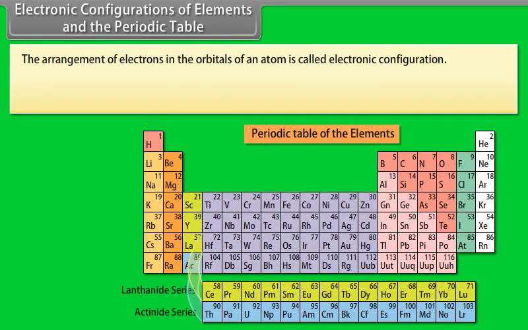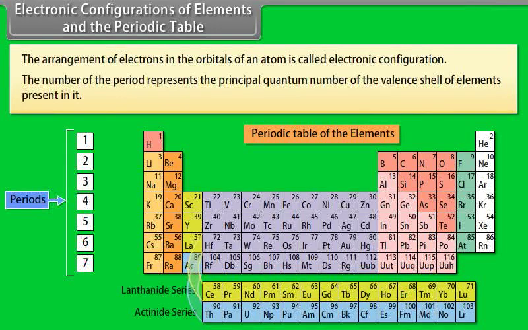Electronic configurations of elements and the periodic table. The arrangement of electrons in the orbitals of an atom is called electronic configuration. The number of the period represents the principal quantum number of the valence shell of the elements present in it.